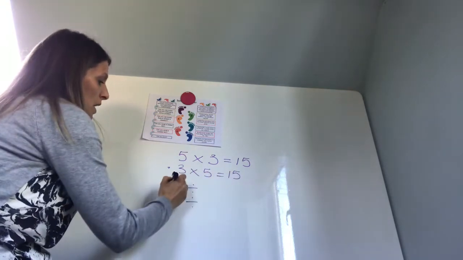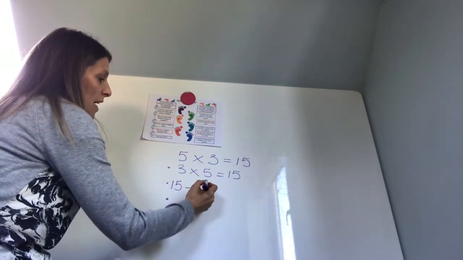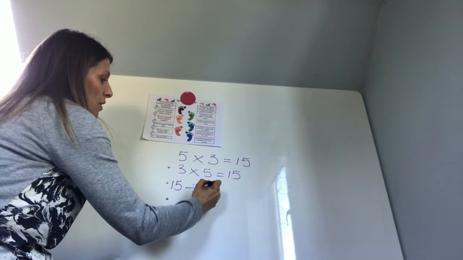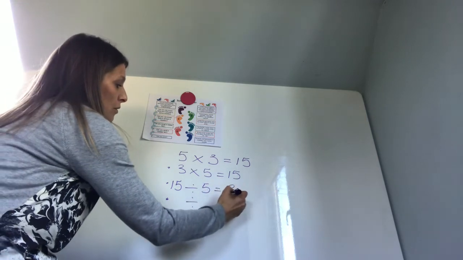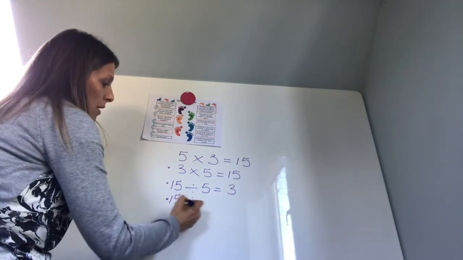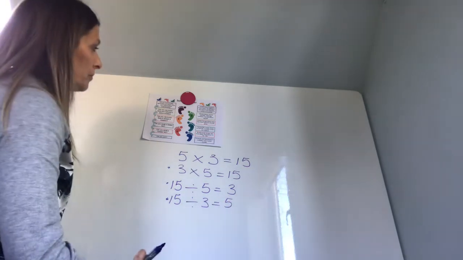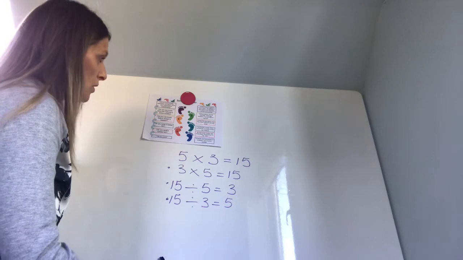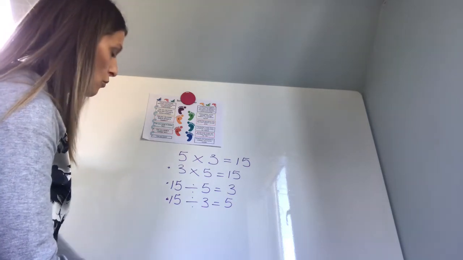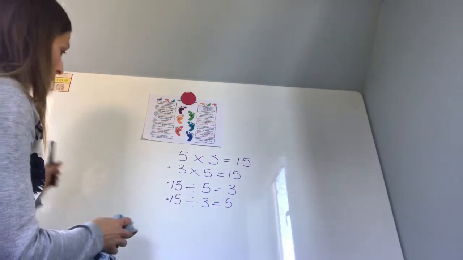Then I'm going to start with my biggest number because I'm going to share it out. And I'm going to use 15 shared by 5 equals 3. Again, a big number, share it by 3 equals 5. Brilliant. Well done. You can have a look at those on your own and make up some with your family.